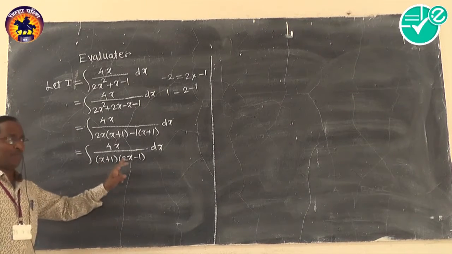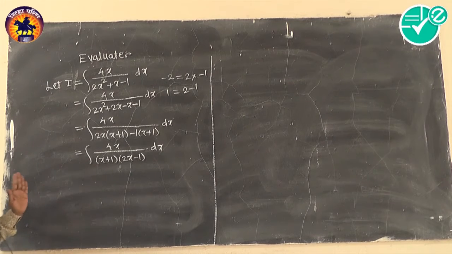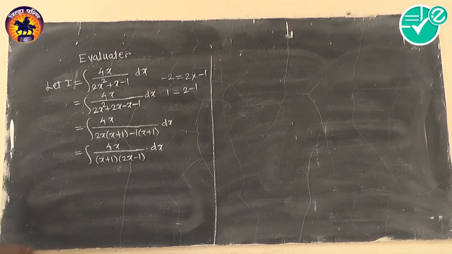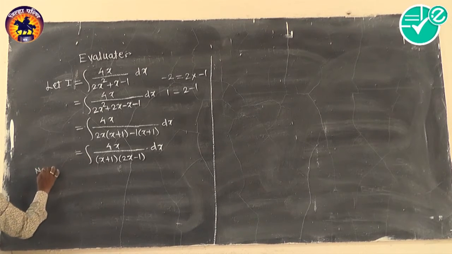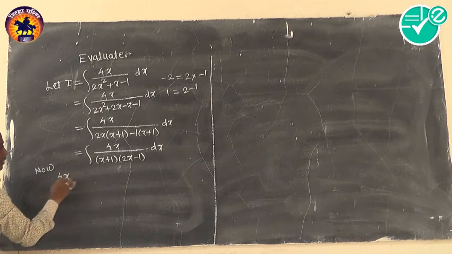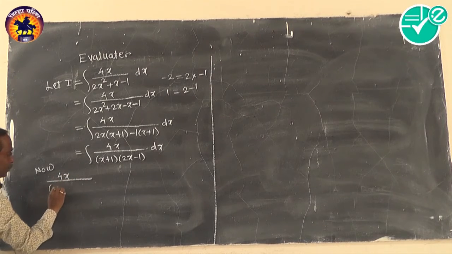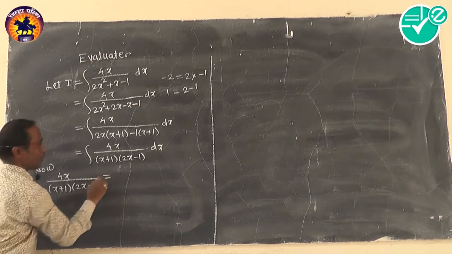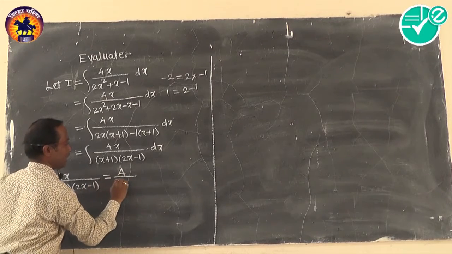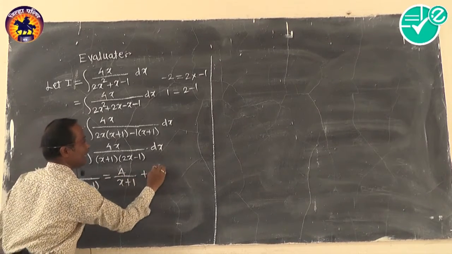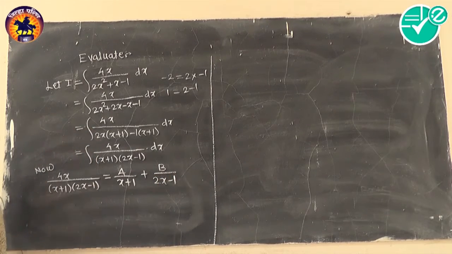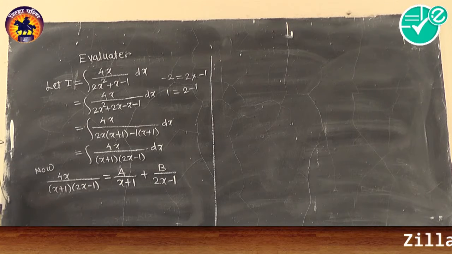Here there are two non-repeated linear factors. This is the rational form. Now we want to write this in partial fraction form. 4x divided by (x plus 1) into (2x minus 1) is equal to A divided by (x plus 1) plus B divided by (2x minus 1). Now we want to find the values of A and B.